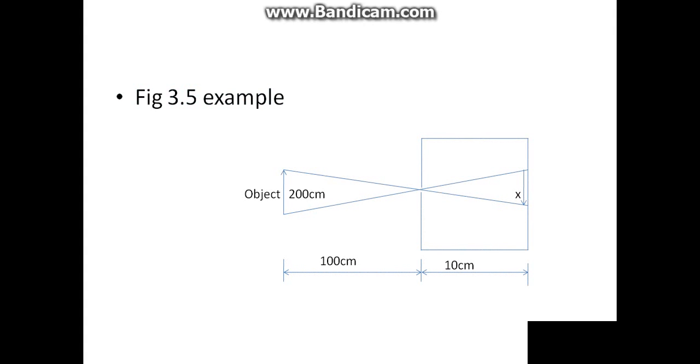Figure 3.5 shows an object of height 200 cm and it is placed 100 cm from the pinhole.